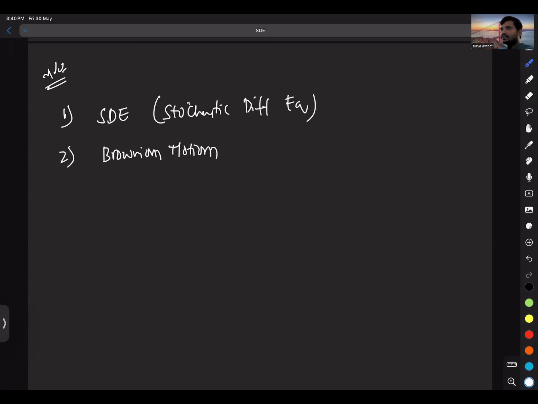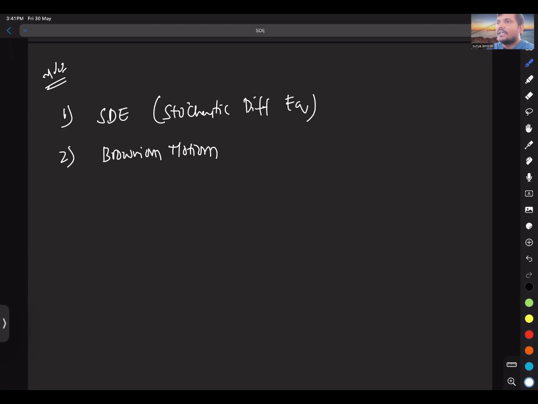By the end of the video, you will understand what these two concepts, stochastic differential equation and Brownian motion, are, where this Brownian motion comes in the SDE equation, and how they work. I'll walk you through these two concepts with their features along with numerical examples. Let's get started. First, we'll see what SDE is and what the mathematical equation looks like.